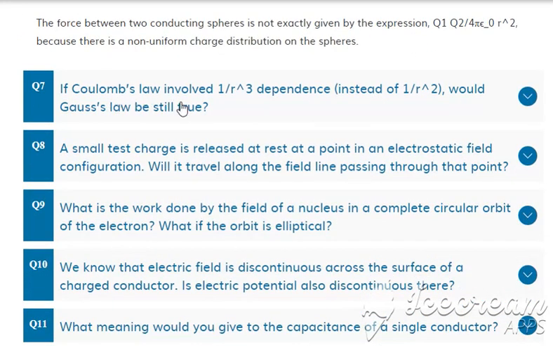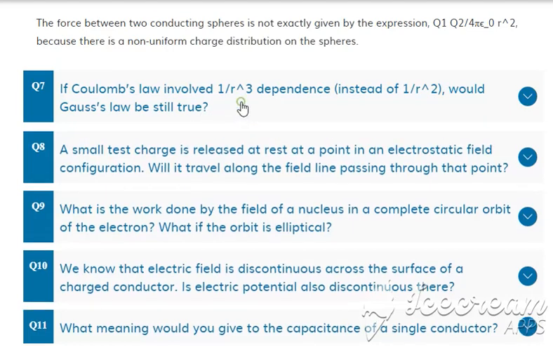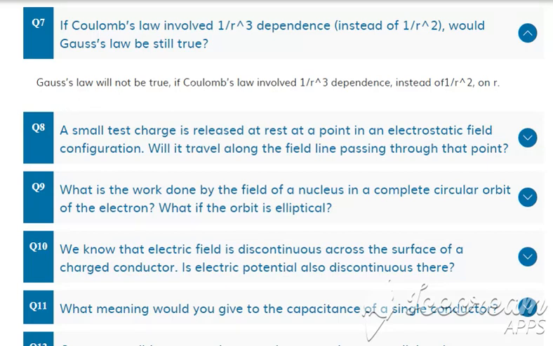So as there is no uniform charge distribution, that's why this formula is not applicable here. Next is: if Coulomb's law involved 1 by r cube, it was 1 by r square, but it is saying if it involves 1 by r cube, will Gauss law still be true? That means if it does not follow the inverse square law, Gauss law will not be true because it depends on Coulomb's law. If Coulomb's law involved 1 by r cube dependence instead of 1 by r square, Gauss law is based on Coulomb's law also, so that's why it would not be true.